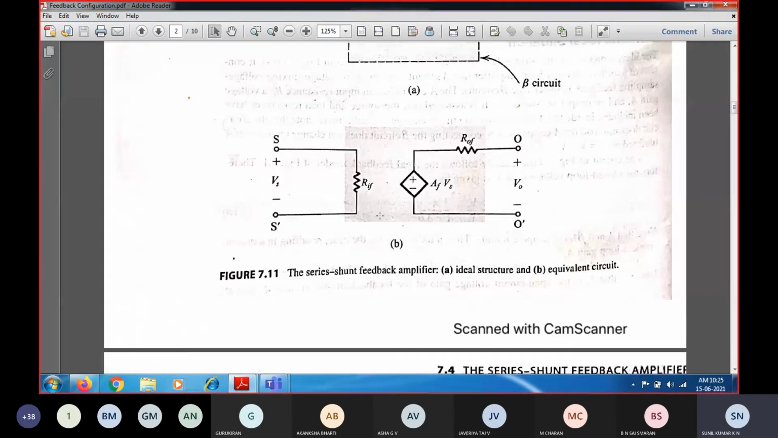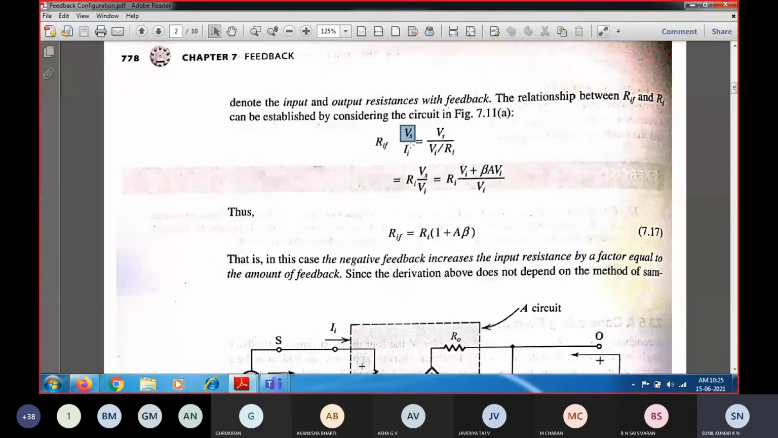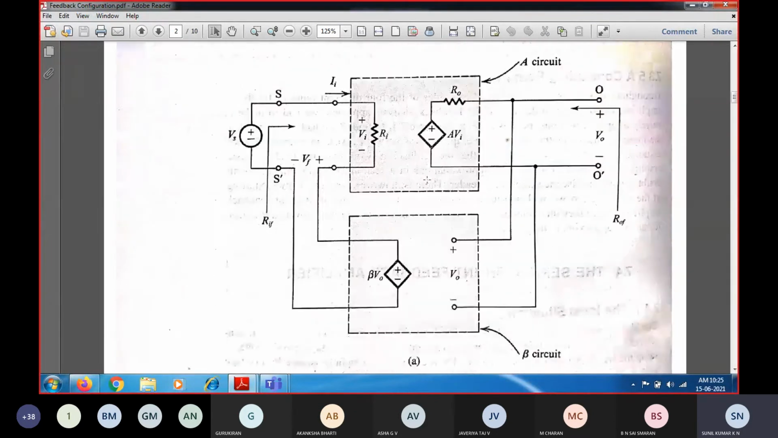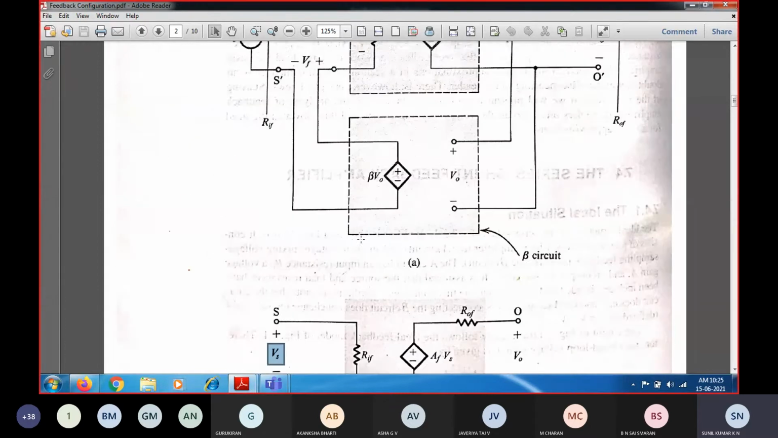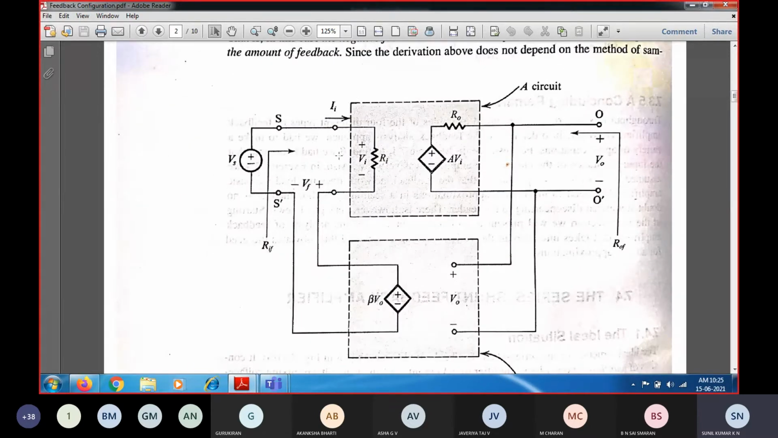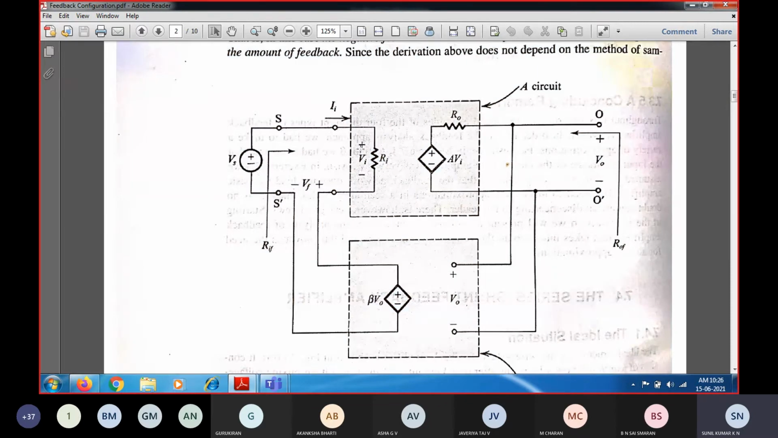So Rif is given by what? Rif is equal to Vs by Ii, right? What is this Vs? Vs is the input voltage, and the current flowing here is Ii. In order to have the relation between Rif and Ri, just consider this figure itself. Don't go to the figure below; you can easily understand with this one.